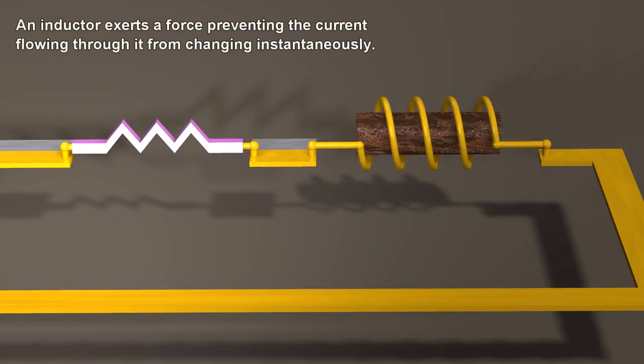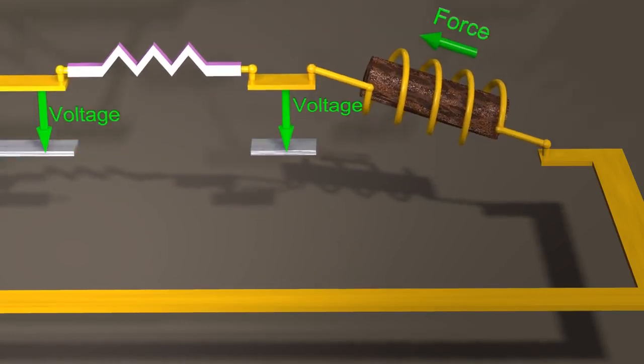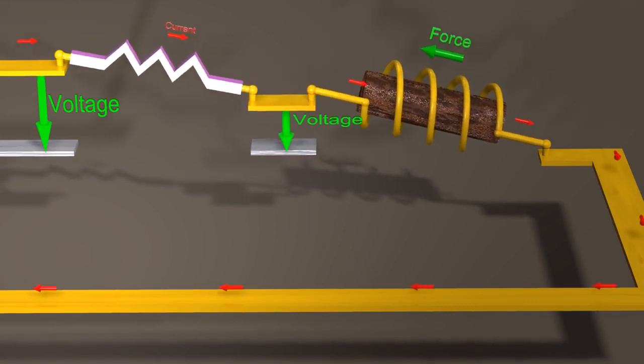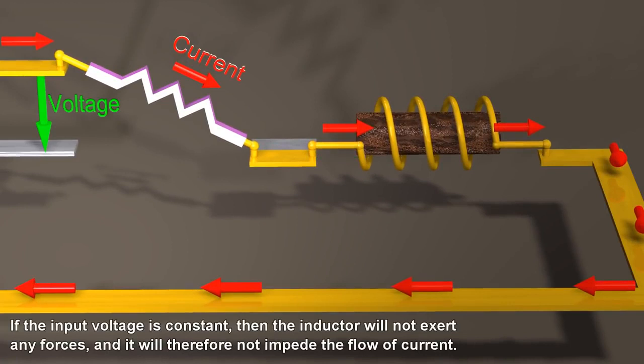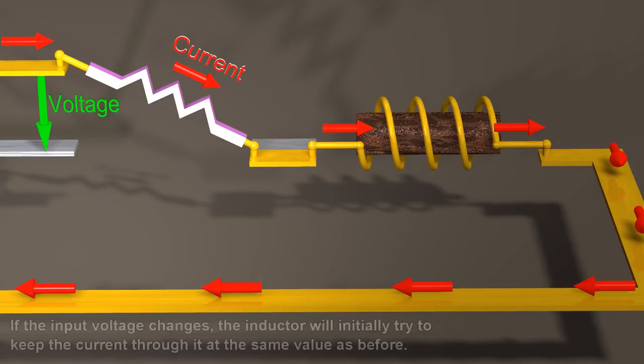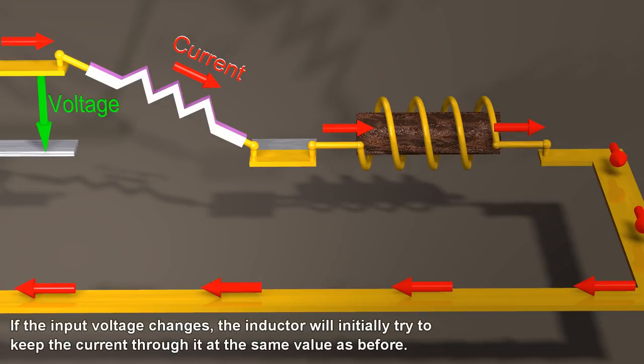An inductor exerts a force preventing the current flowing through it from changing instantaneously. If the input voltage is constant, then the inductor will not exert any forces, and it will therefore not impede the flow of current. If the input voltage changes, the inductor will initially try to keep the current through it at the same value as before.